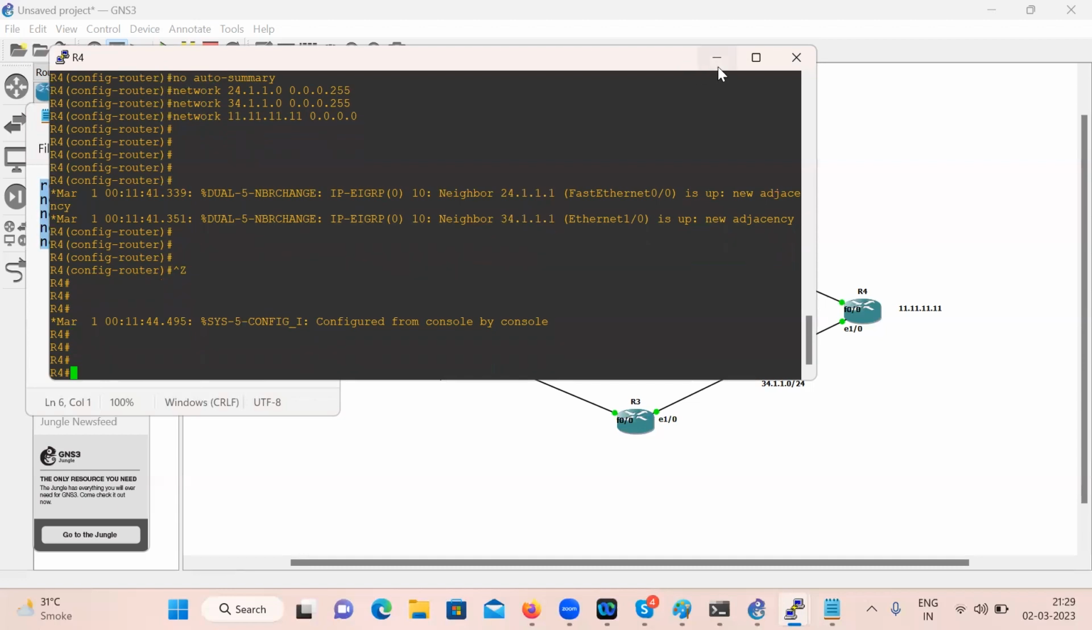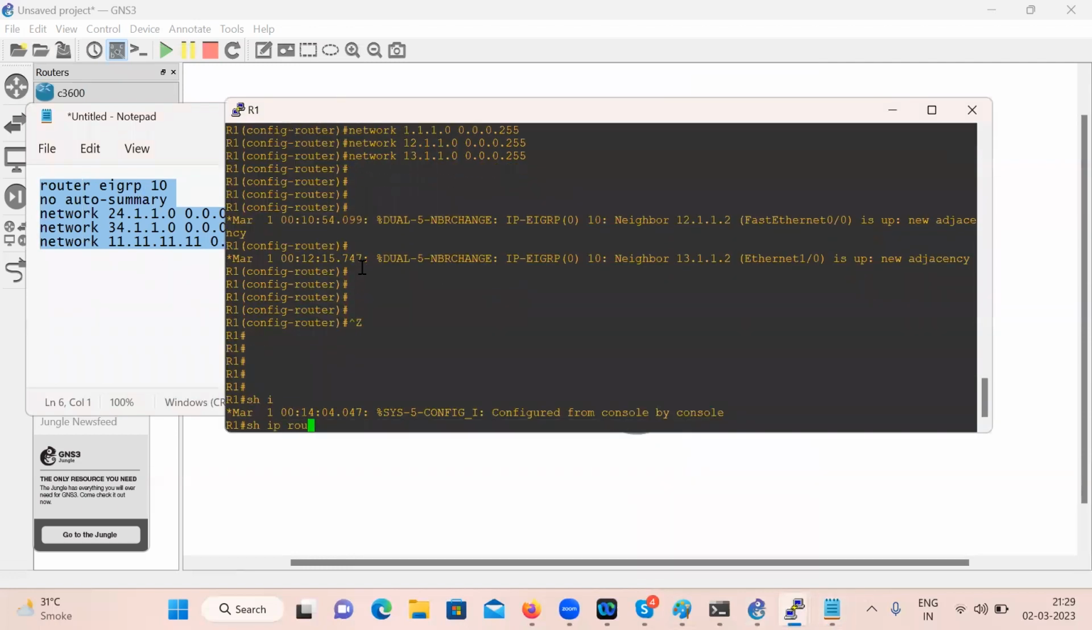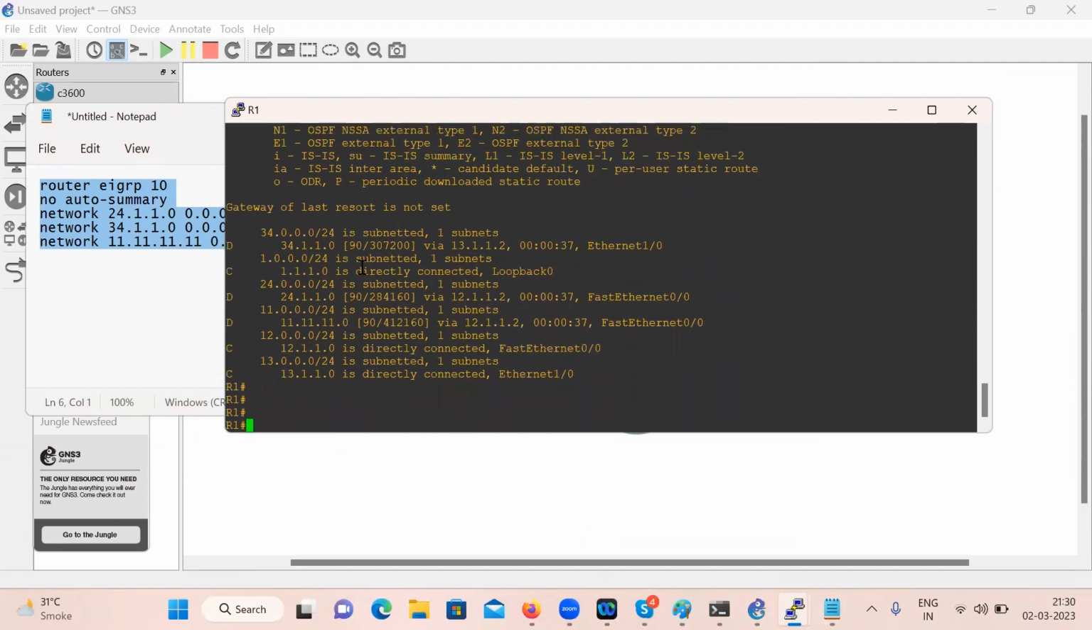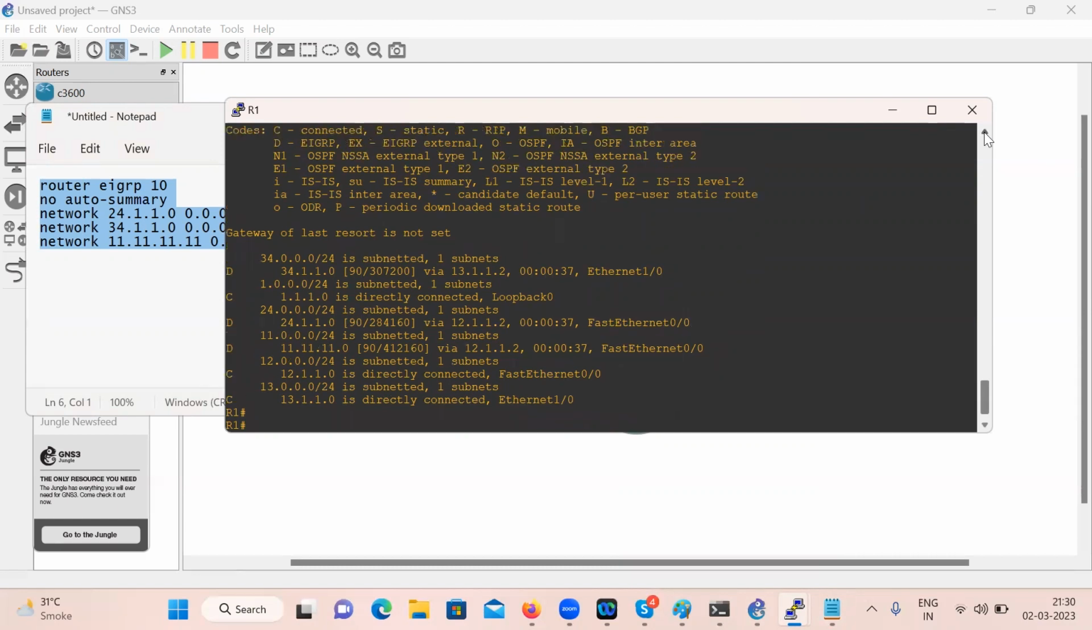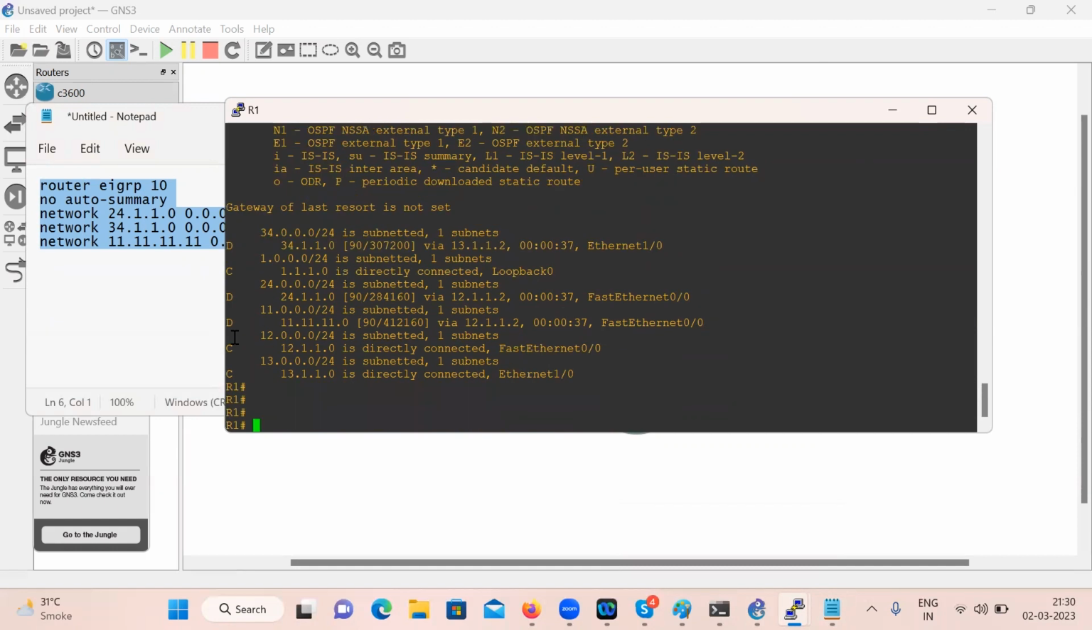Now, coming to router 1, what have they done? On router 1, to see the routing table, the command is show ip route. In the routing table, the D stands for EIGRP. With the help of EIGRP, we learn a network which is 34.1.1.0, with the administrative distance of 90.